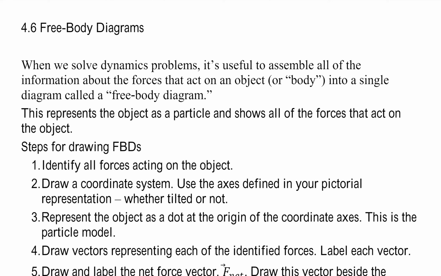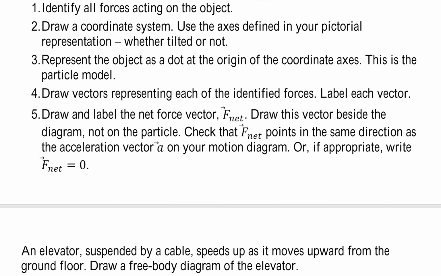Then draw the vectors representing each of the identified forces that you have, and you want to label each of those vectors. So if you have a thrust vector, you're going to have F sub thrust. If you have a tension vector, T. If you have a friction vector, F sub lowercase f sub s or lowercase f sub k, and so on, okay?